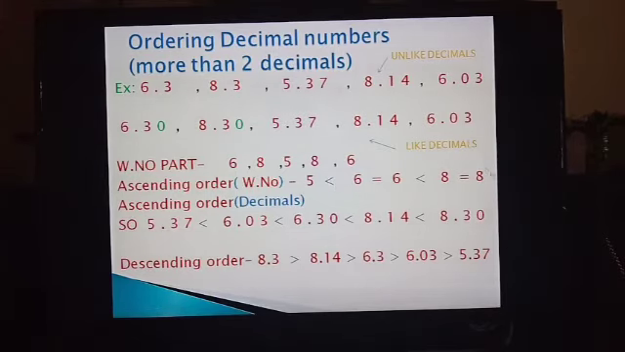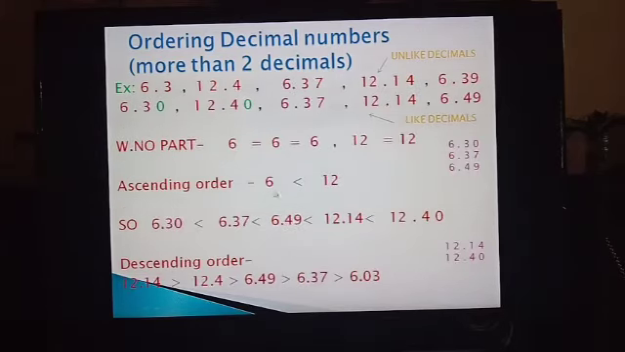Coming to the third, this one, 8 is equal to 8. There are two decimals having the same whole number part. In the same manner we need to compare. So here 8.30, here 8.14. So we need to check the 10th place. Here 1 is there, here 3 is there, 1 is smaller. So 8.14 comes first in the ascending order, next 8.30. If you write the reverse of this order, we'll get the descending order. Let us move to one more example.